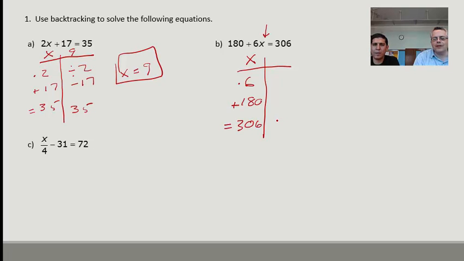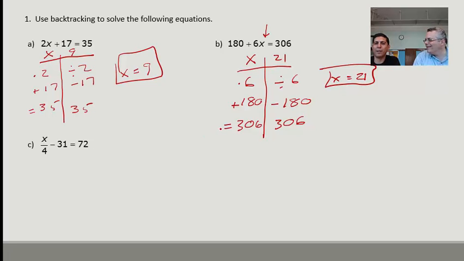All right, Mr. Thomas has the calculator here. So 306, we're going to subtract 180, hit equals. For every step you have to hit equals. We're going to do it step by step. And then divide by 6, and you hit equals. Result is 21. We got number 2 done. All right, good. Backtracking, once you get used to it, goes pretty quick.